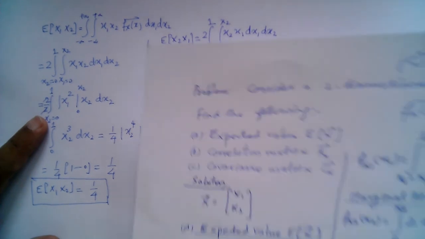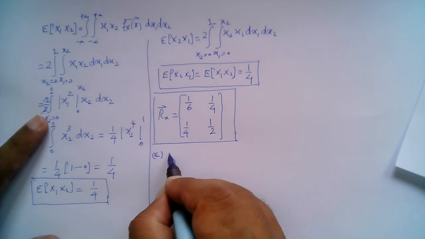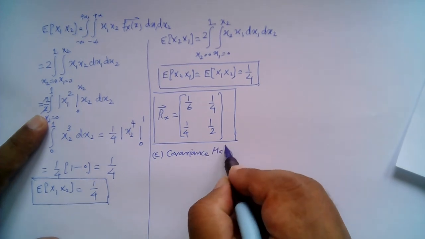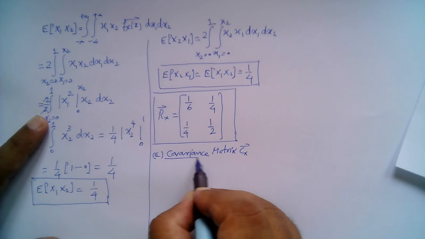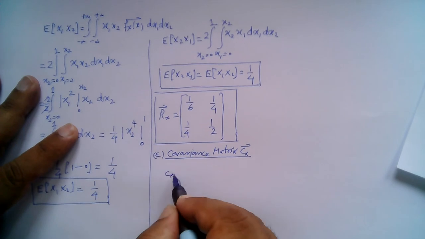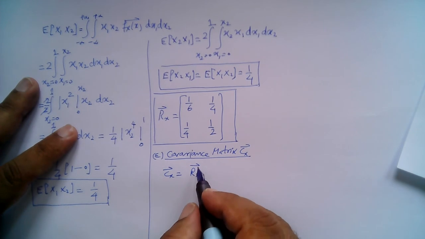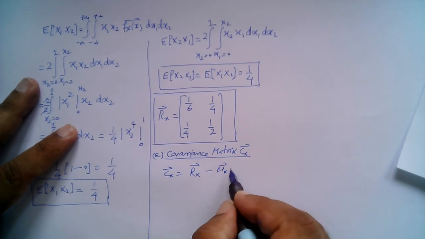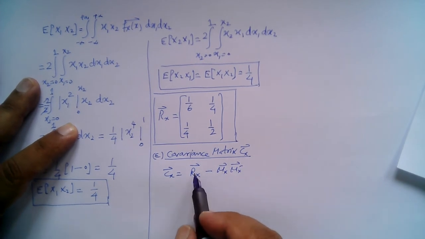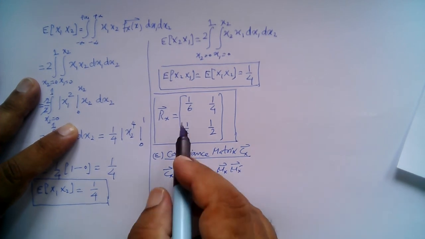So part C is the covariance matrix. The covariance matrix of random variable x is given by this expression, which is equal to the correlation matrix minus mu x mu x dash bar, where mu x is the expected value of x, right? So we have already found this correlation matrix. We just need to determine this product here and then subtract it from the correlation matrix to get the covariance matrix.